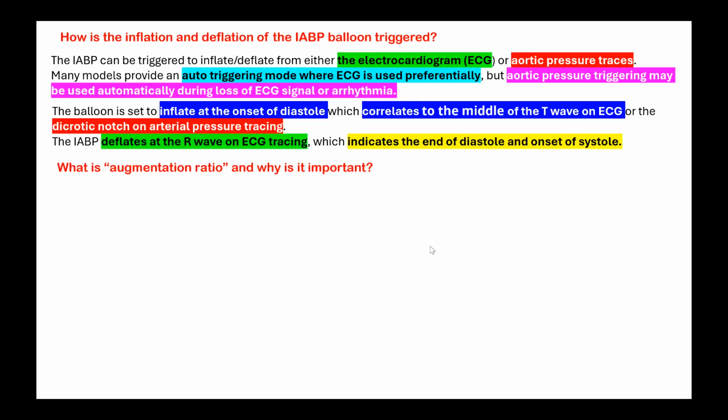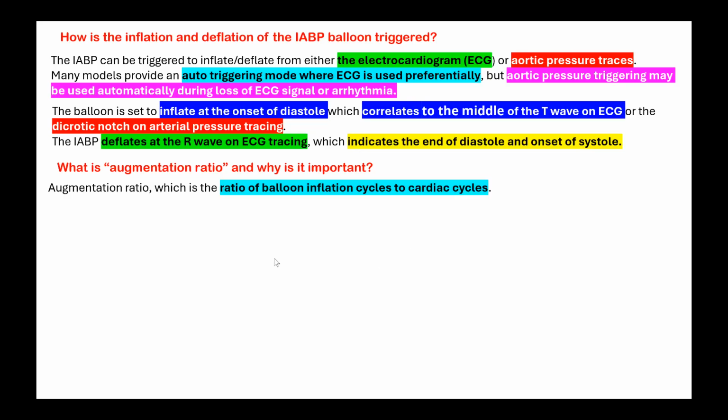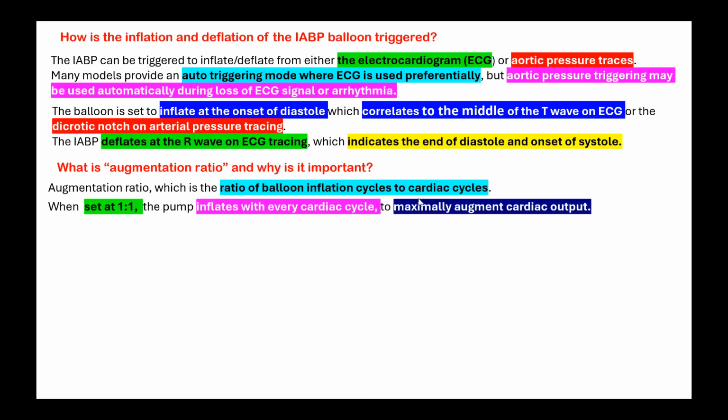If you have not read that article, it is not going to be easy. It is nothing but the ratio of balloon inflation cycles to cardiac cycles. This is the augmentation ratio. If it is set at 1:1, that is, for every cardiac cycle, the balloon also will inflate and deflate once. That is called 1:1 set. The pump inflates with every cardiac cycle, maximally augmenting the cardiac output.